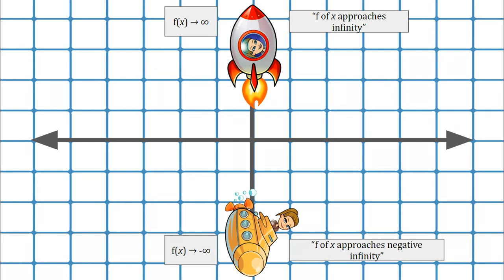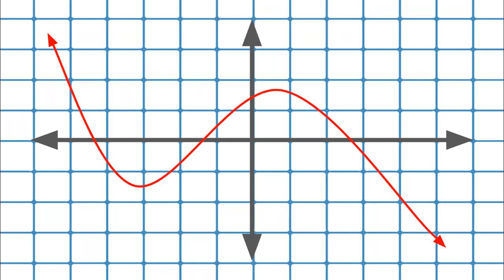So I'm going to use these little emojis in this presentation to try and help you out visually. The rocket ship obviously is going up. The submarine is going down. So let's look at our first example. Here is a polynomial function.